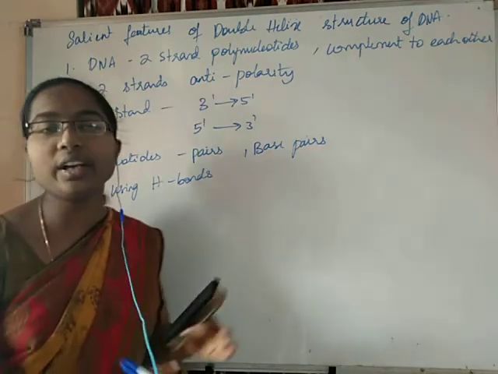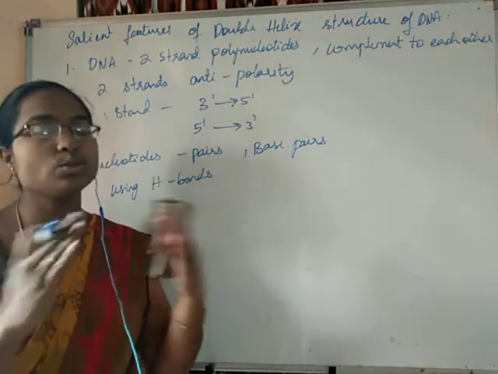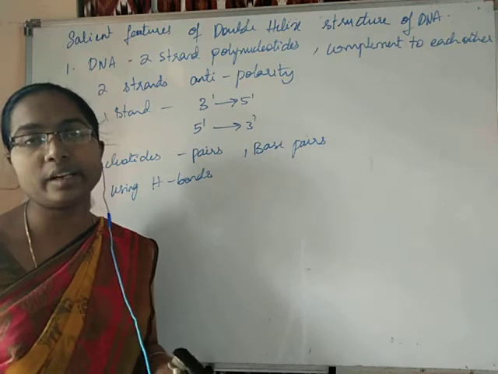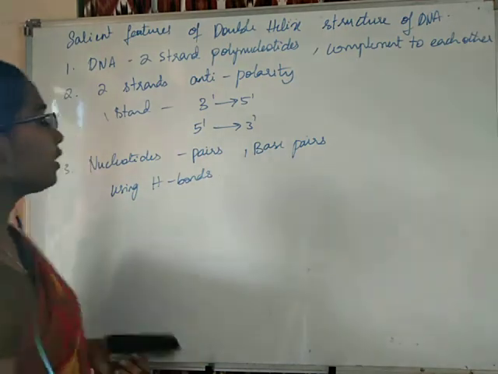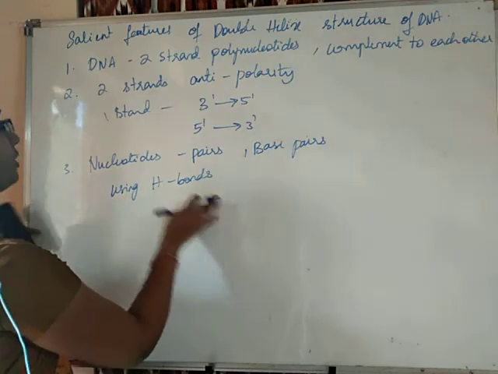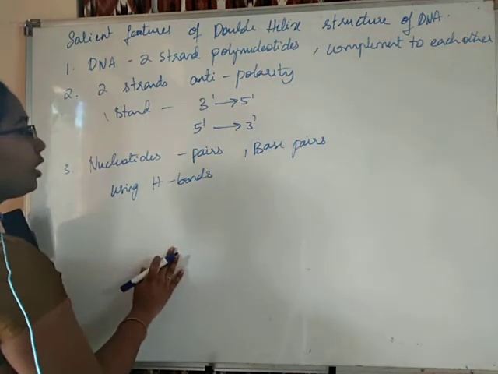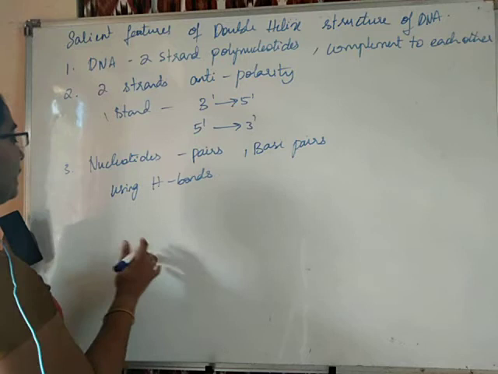That is why during the multiplication of DNA, these two strands are able to easily get separated and form a new strand of DNA. So, using hydrogen bonds, the nucleotides will be paired up with each other.